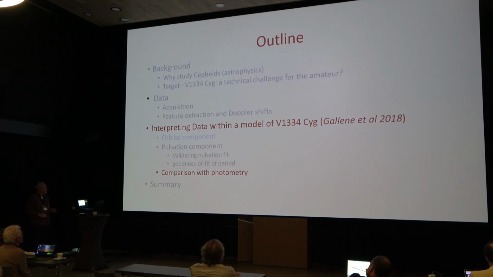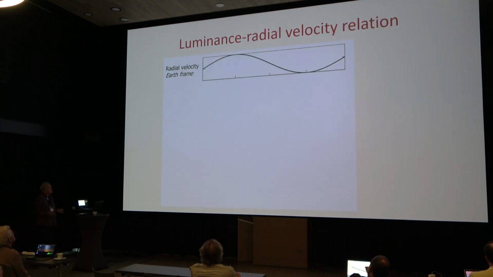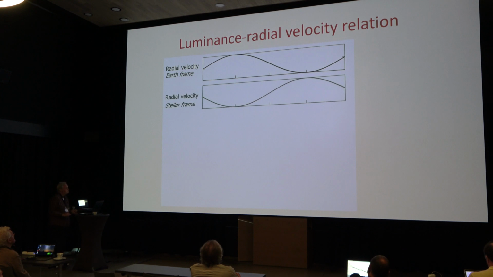Okay, finally then, I got lucky. There's some photometry data out there. How do we go about doing the comparison? Well, here's a cartoon of the radial velocity in the Earth frame. Here is the graph from the star's point of view. It's just flipped over.